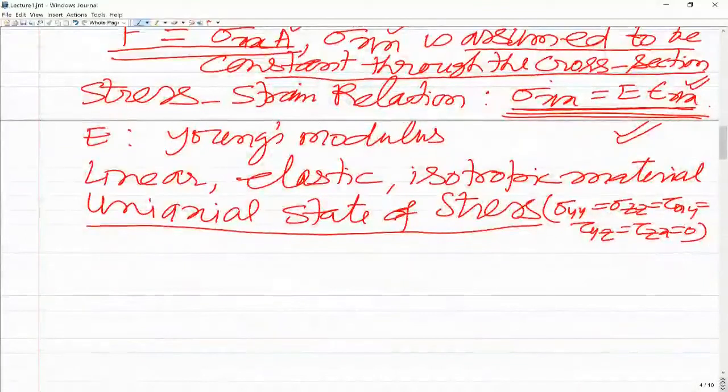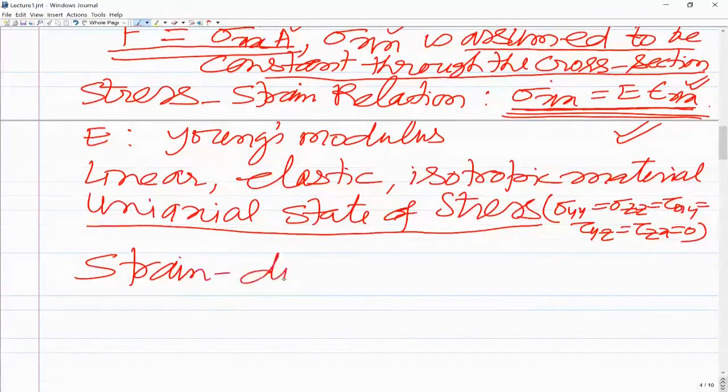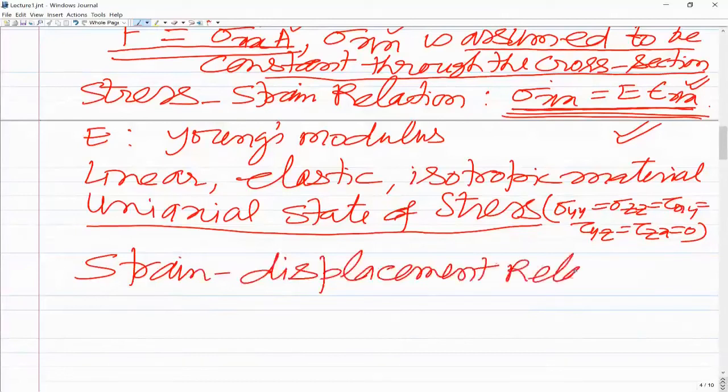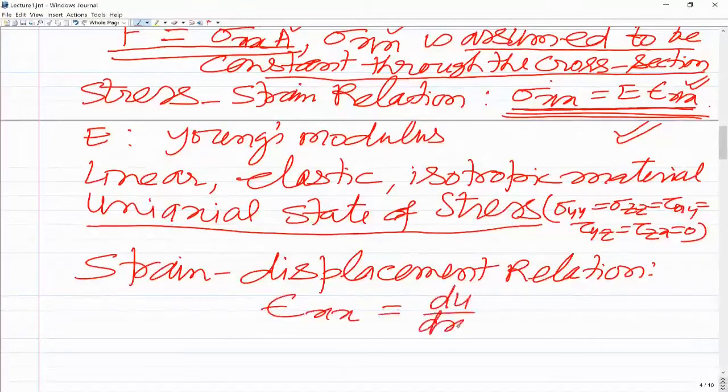So then ultimately we want to bring in the displacement. So we also need to talk of what is known as the strain displacement relation. We write this as epsilon xx, the normal strain along the x direction, is equal to du by dx. And I am assuming that you have some background on the concept of stress tensor, strain tensor, and the components.